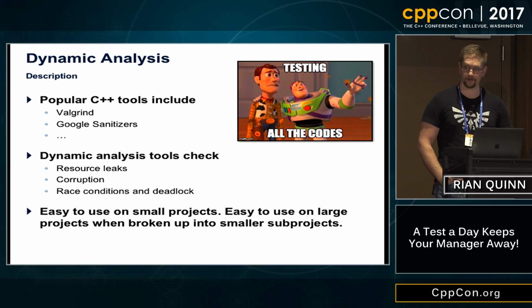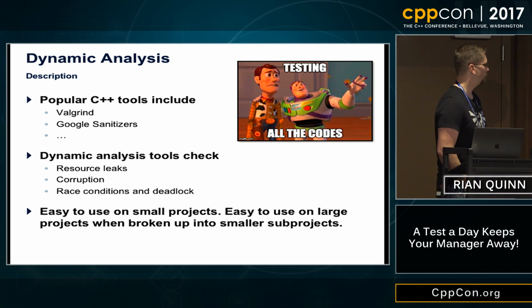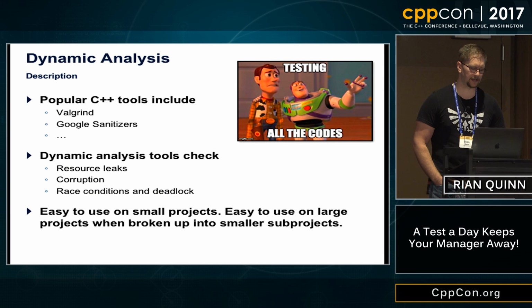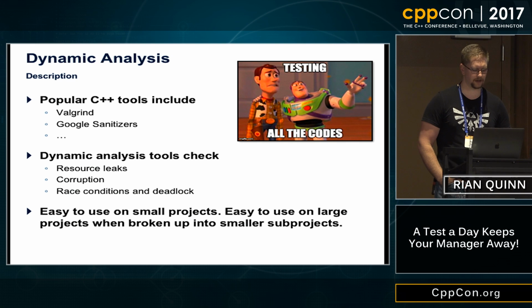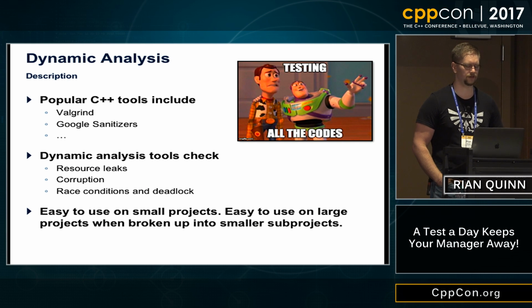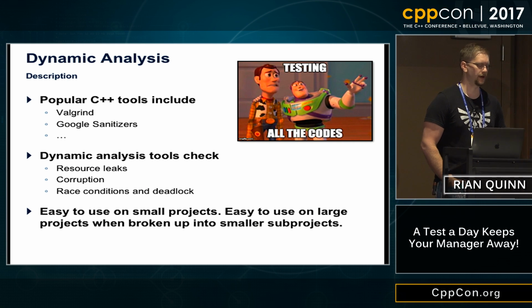So these tools are good at finding resource leaks. They're good at finding memory corruption as well. So I ran over a buffer or something like that. And they're also good at finding race conditions and deadlocks. Very easy to integrate into small projects. And they're actually really easy to integrate into large projects. Now I have the note here that you could break it into sub-projects, but I'll be quite honest, unless you're writing really horrendous code, the likelihood of Google sanitizers finding a whole bunch of stuff wrong with your code is minimal.